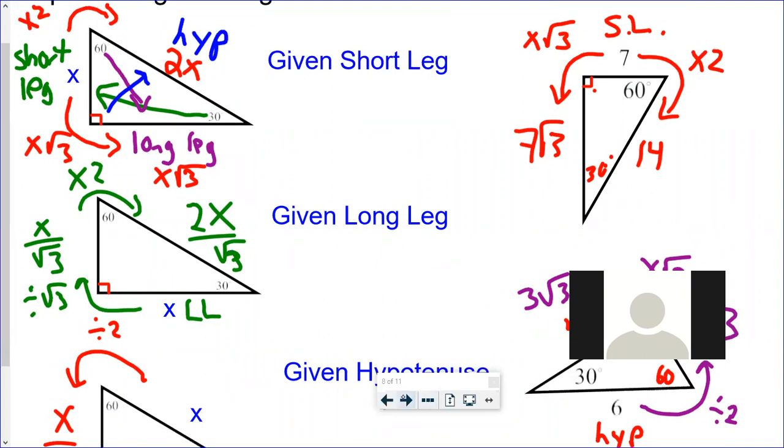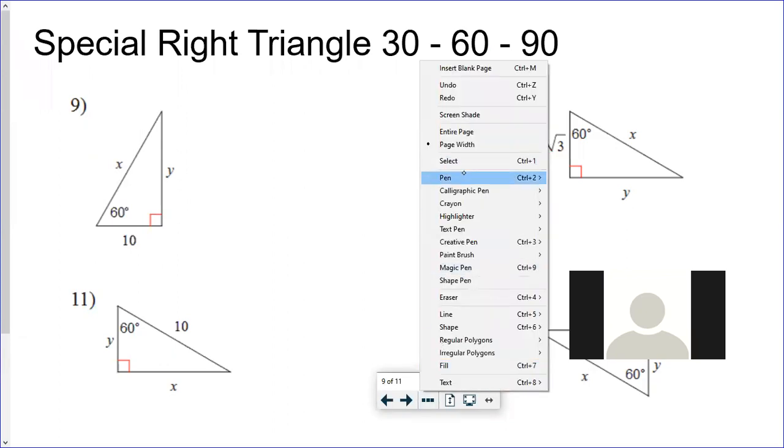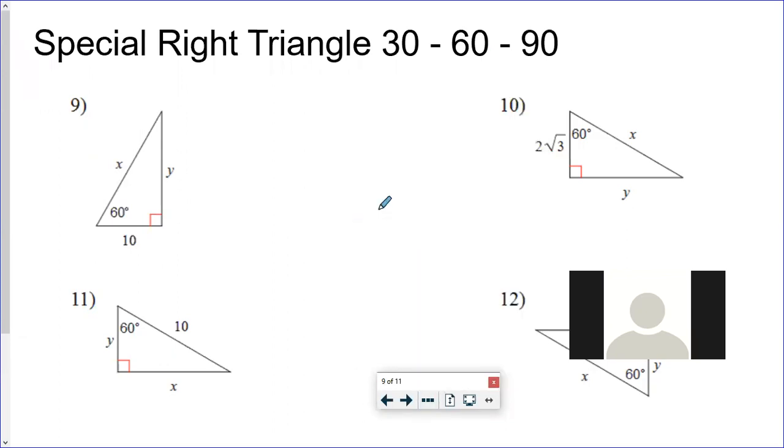I'm going to show you how to do 4 examples here. Okay, I'm going to do these 4. Then you're going to have 2 minutes to try to do 4 on your own. Let's start with number 9. I'm going to label these.